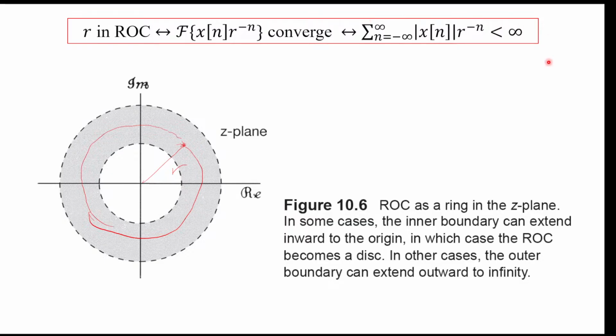Okay. So just like in the Laplace transform, we have this property that says some radius R is inside the ROC if and only if x times R to the minus n is absolutely summable. Okay, so this is property 1.